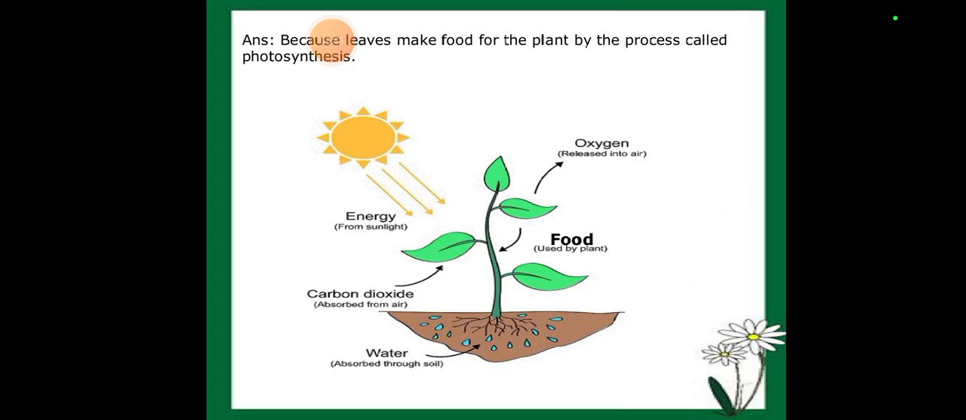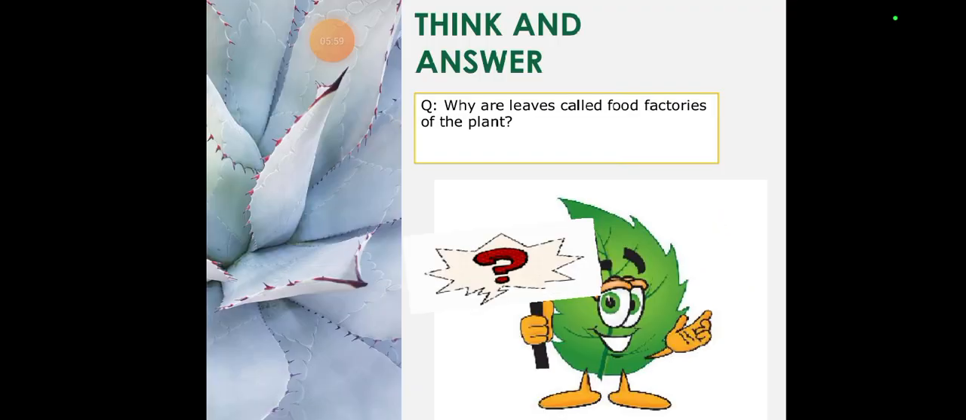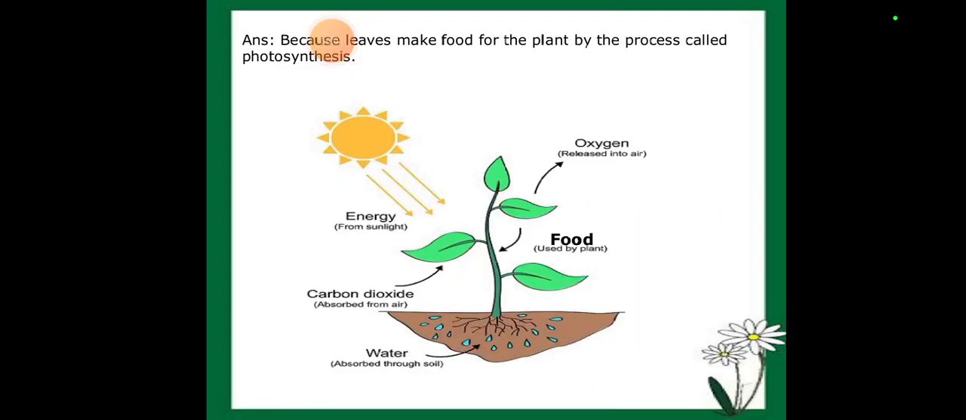So why are leaves called the food factories of the plants? Leaves are called that because they make food for the plants by the process called photosynthesis. These are very easy. Why are they called the food factories or the kitchen of the plants? Because the leaves make food for the plants by the process called photosynthesis. Again, I must tell you that water is absorbed from the soil, carbon dioxide is absorbed from the air, then food is made and used by plants, oxygen is released into the air, and energy comes from sunlight.